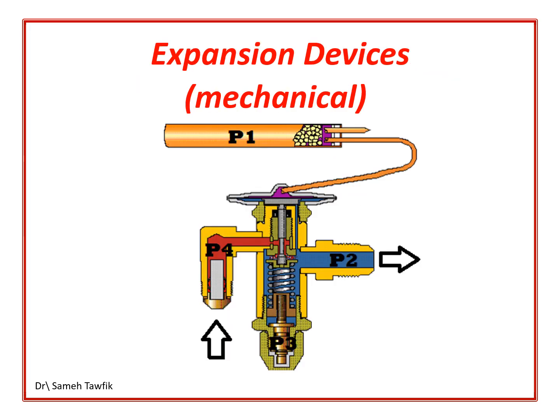Mechanical expansion devices. This image depicts a schematic diagram of an expansion device, specifically a thermostatic expansion valve, which is a critical component in a refrigeration system. The valve is responsible for controlling the flow of refrigerant into the evaporator coil, regulating the pressure and temperature to facilitate the cooling process. The illustration provides a detailed technical representation of the internal mechanisms and different sections of the valve, labeled as P1, P2, P3, and P4, highlighting its complex yet precise operation within the overall refrigeration cycle.